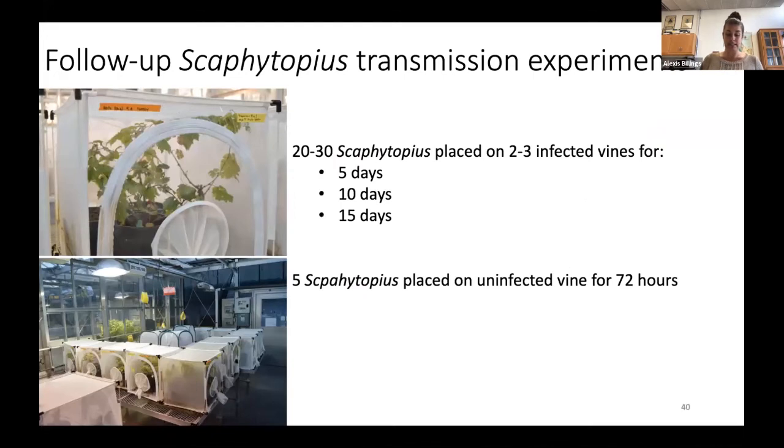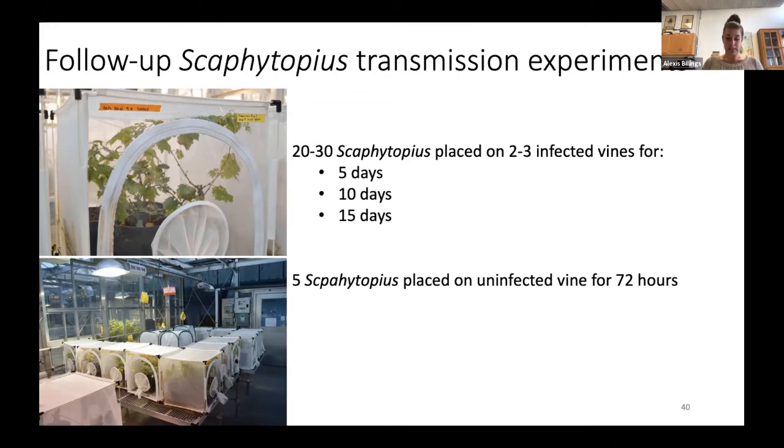Now, since the jury is still out on Scaphotopius, but it really looks promising, we have been doing some greenhouse experiments that alter the acquisition times. So we started a Scaphotopius colony at Berkeley, and we've been pretty successful in rearing them. So what we did is we took 20 to 30 adults and placed them in a cage with 2 to 3 infected vines. We then transferred 5 to a new cage with a single uninfected vine at 5 days, 10 days, and 15 days. All were allowed to feed for 72 hours on the uninfected vine. Now, these studies are still being undertaken, but we will hold the vines for 2 years and test them every 4 months for red blotch virus.